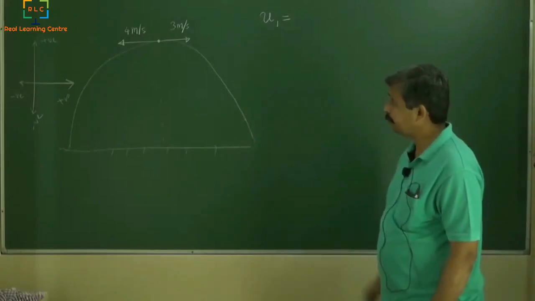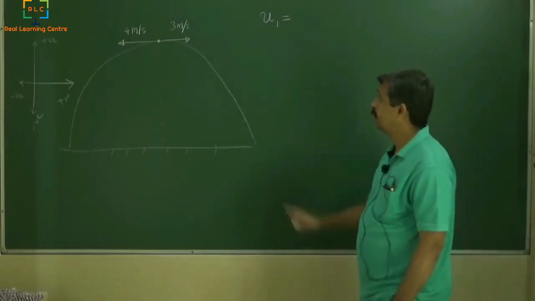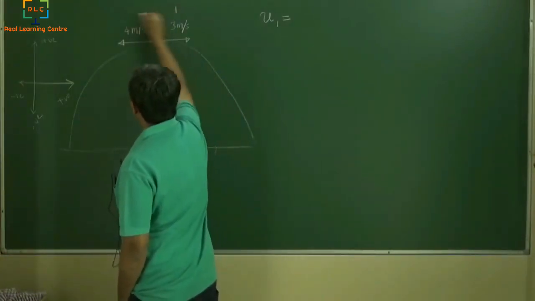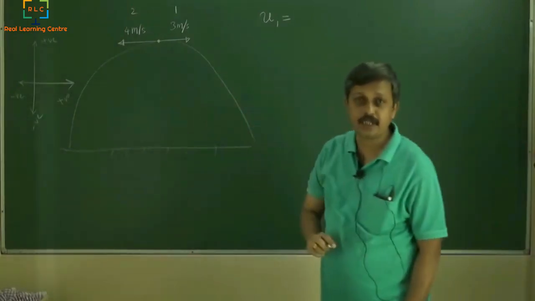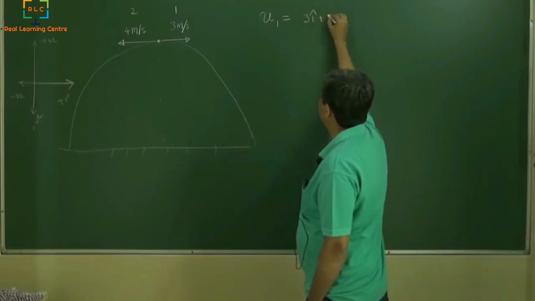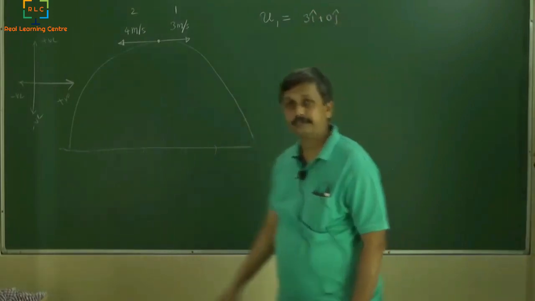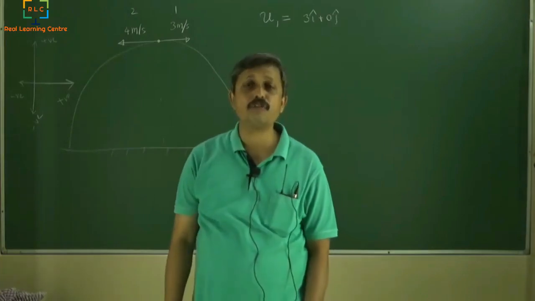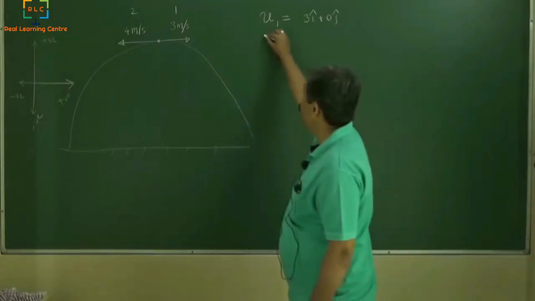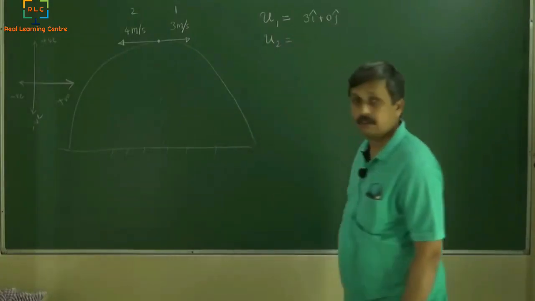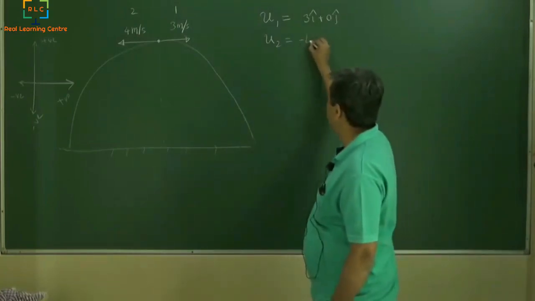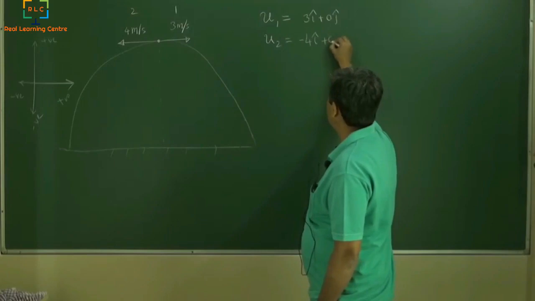With that convention, we can write the velocity vector for the first one. This is the first object, and this is the second object. For the first object, we write u1 = 3i cap + 0j cap. There is no vertical velocity to start with. Similarly, u2 is minus 4i cap plus 0j cap.